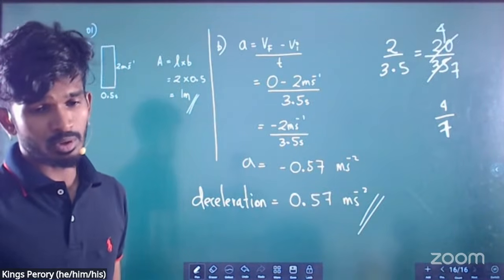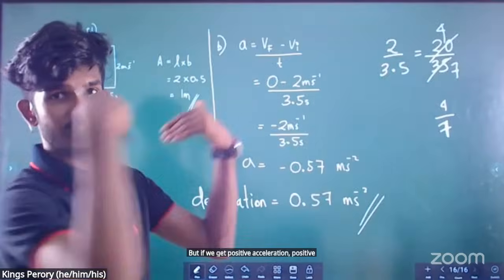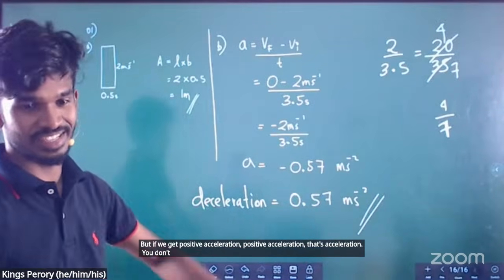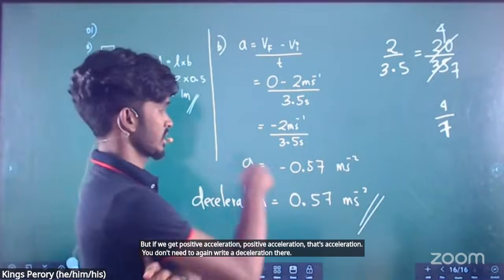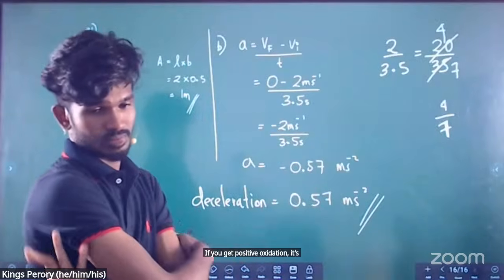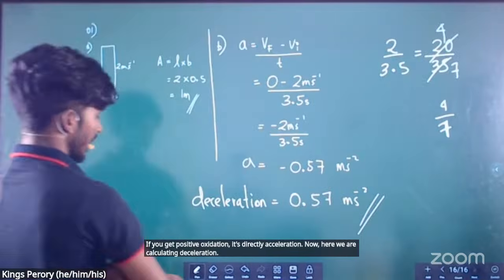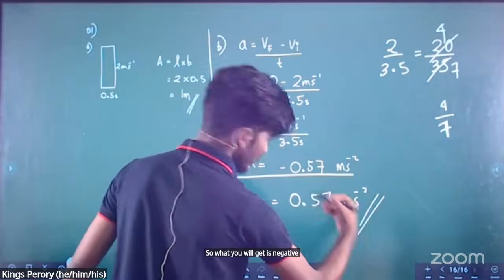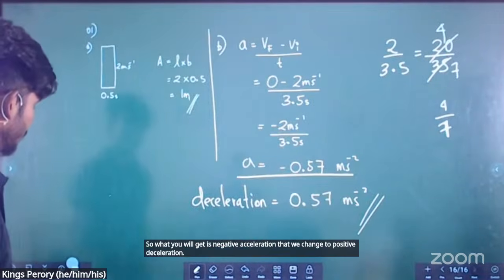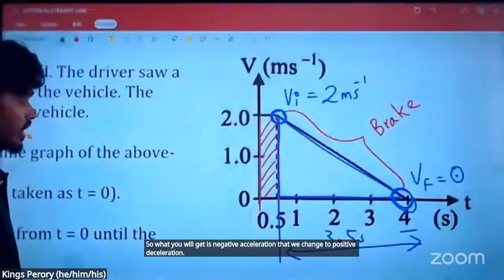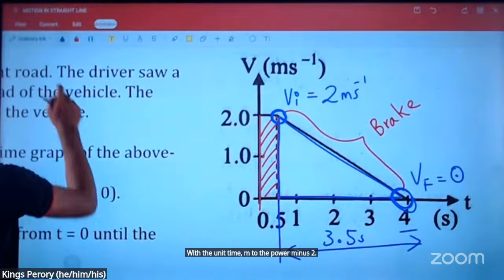But if we get positive acceleration, that's acceleration. You don't need to write deceleration there. If you get positive acceleration, it's directly acceleration. Now here we are calculating deceleration. So what you will get is negative acceleration that we change to positive deceleration, with the unit m s to the power minus 2.